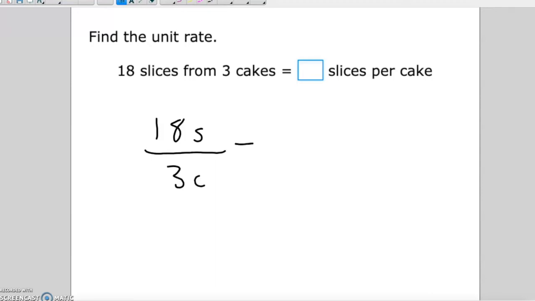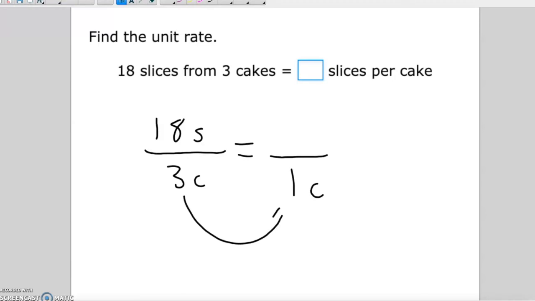Okay? So a unit rate means what? 1 on the bottom, right? So 1 cake. Not cup, but cake. How many slices would you get out of one cake? Go ahead and figure that out quick. Pause it, and then push play when you have it.